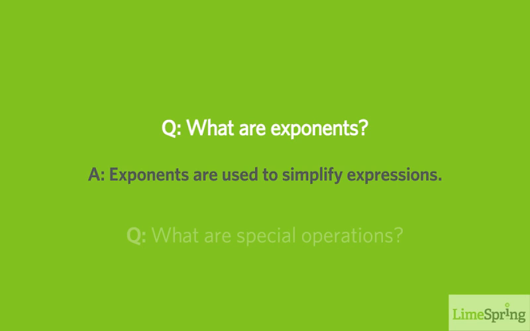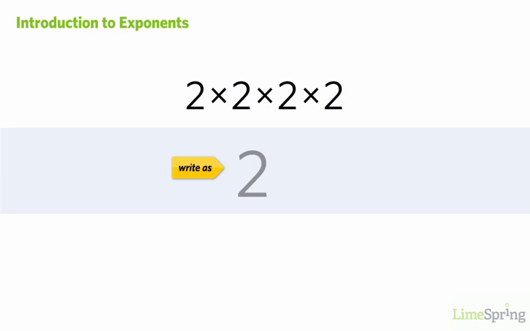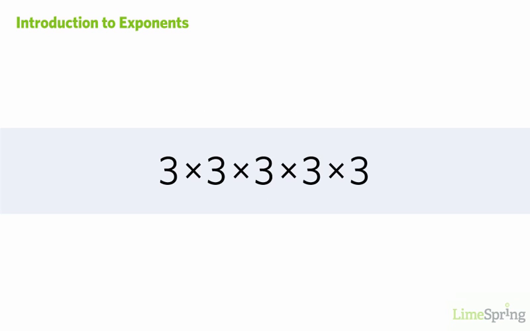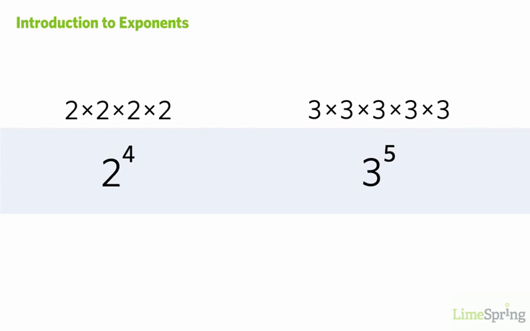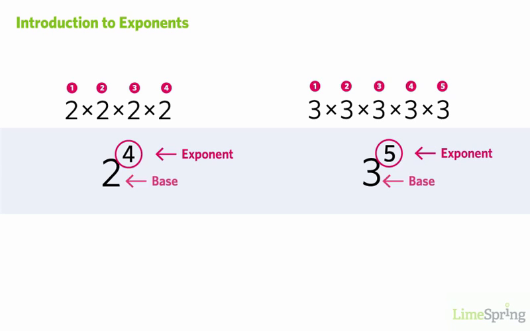Well, exponents are very similar. They are used to shorten what we are saying. For example, instead of writing 2 times 2 times 2 times 2, why not just write 2 to the 4th? Instead of writing 3 times 3 times 3 times 3 times 3, why not just write 3 to the 5th? Those little numbers next to the 2 and the 3 are called exponents, and they are nothing more than indications of how many of the base number we are multiplying together.